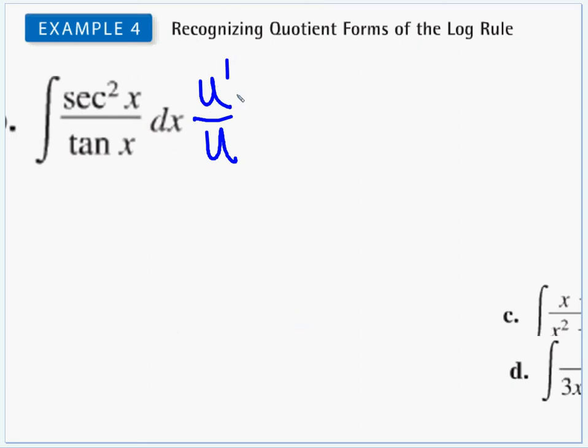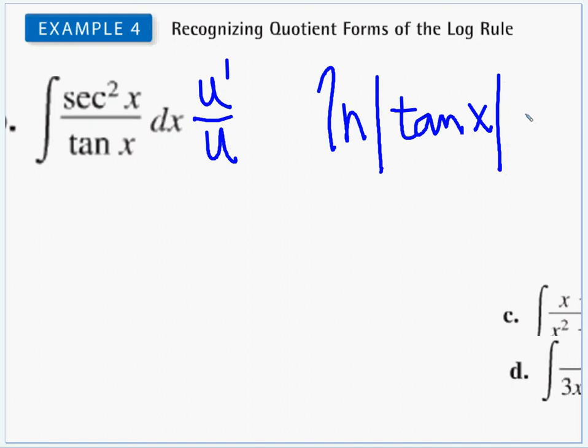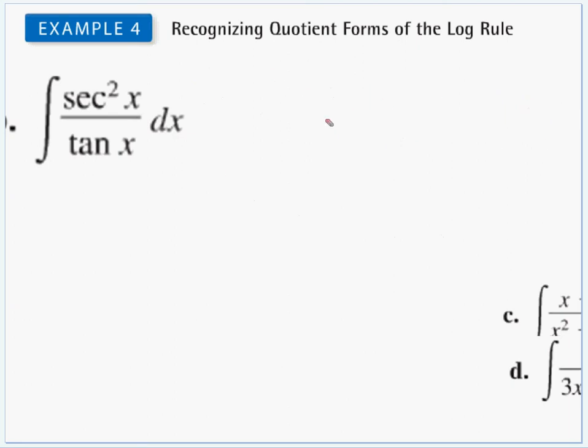So let's antiderive that. It will be the natural log of the absolute value of our denominator, tan x. And we're going to add our constant of integration. And there we go. Another one that was ready right from the start.